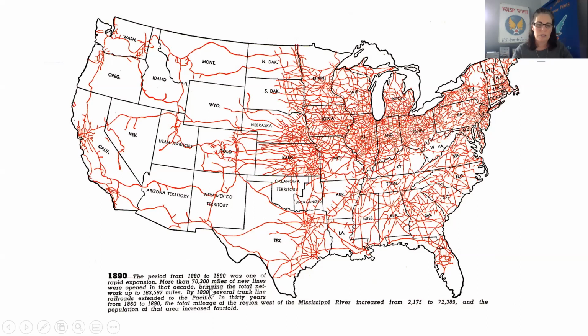And the slide here says in the 30 years from 1860 to 1890, the total mileage of the trains west of the Mississippi River here is going to increase from 2,175 miles worth of track to over 72,000. So think about that and what that's going to mean for the population of this area.